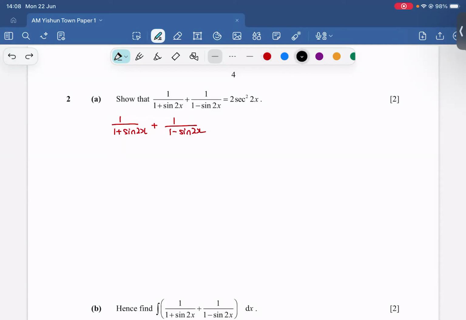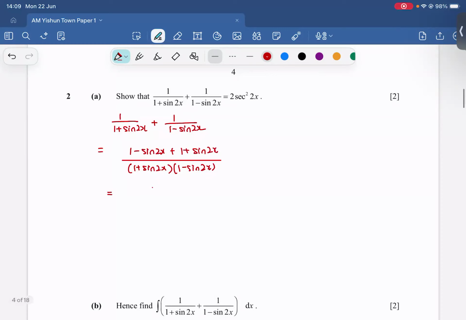Next, we take a look: this is only one single term, and there are two terms on the left hand side. So we definitely need to combine them into one term. So how to combine into one term? Common denominator. Add the fractions together. So you must also know your identities. Even though it's given, if you don't remember them, you will not come across it.